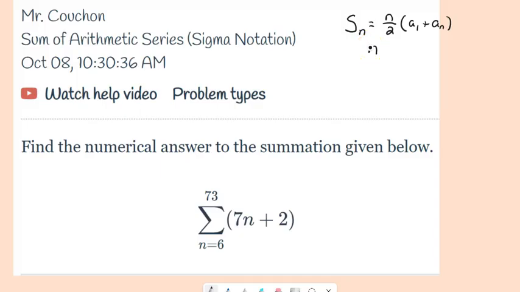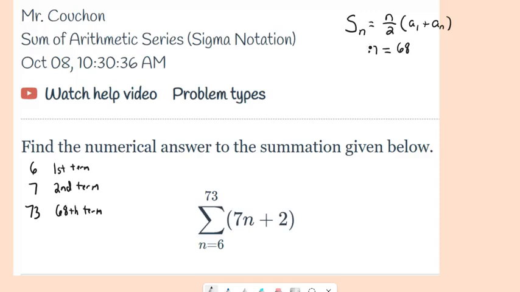So if we put in a 6 for n, that's going to be our first term. Okay. If we put in a 7, that'll be our second term. You can see we're coming down 5, right? So 73, when we get to the end, minus 5 would be our 68th term. So I know now that n equals 68.